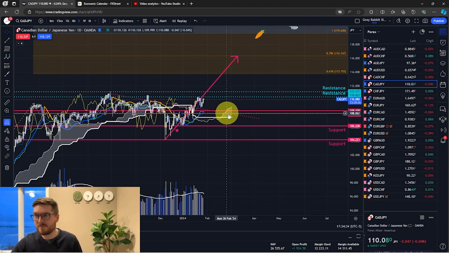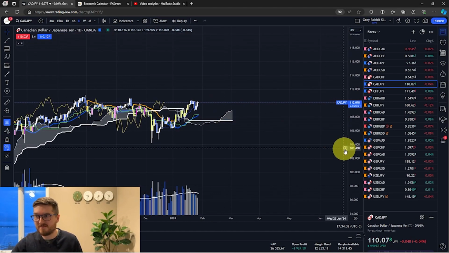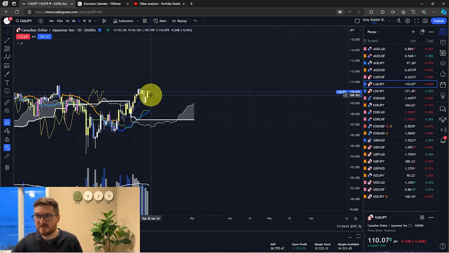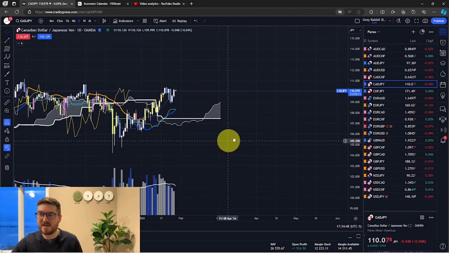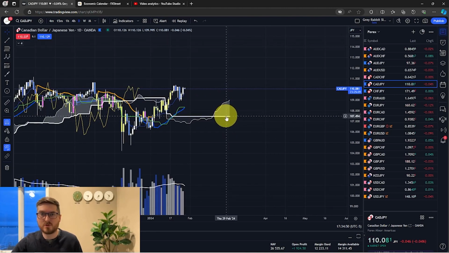So guys, we have a bullish Kumo cloud here, right? Now we have price above the Tenkan-sen. The Tenkan-sen's pointing up, the Kijun-sen's flat, Senkou Span A is up, and Senkou Span B is flat. So this is still a pretty small Kumo cloud.